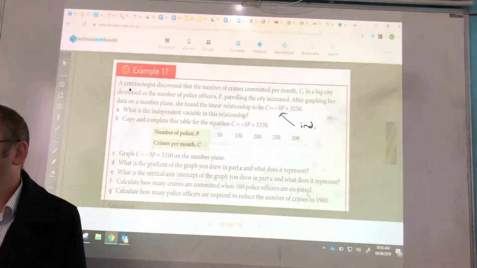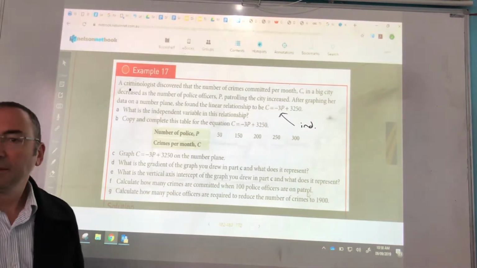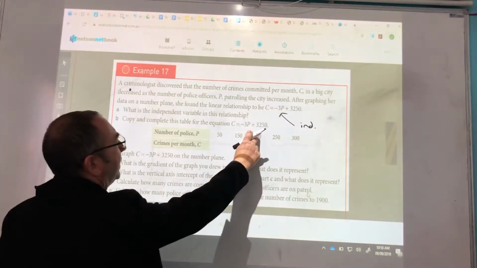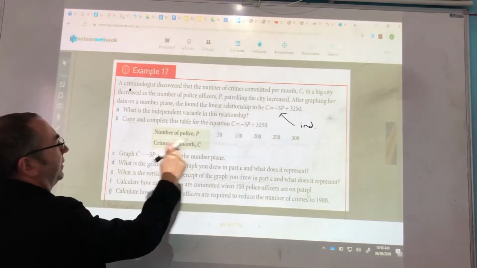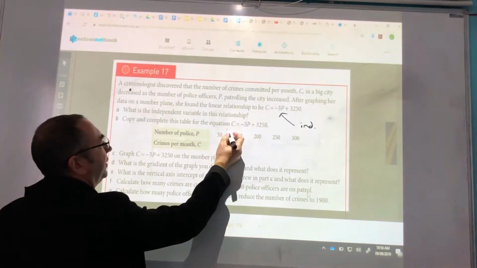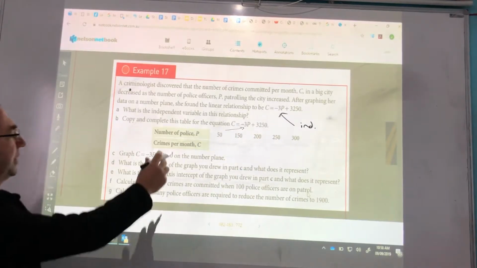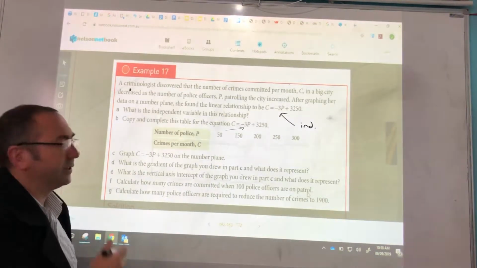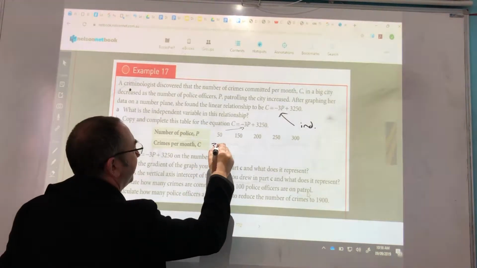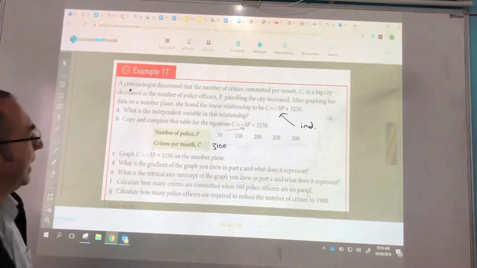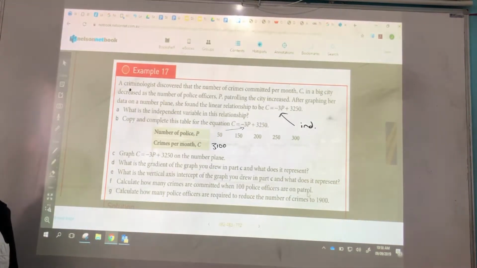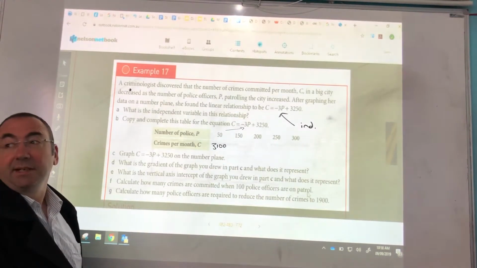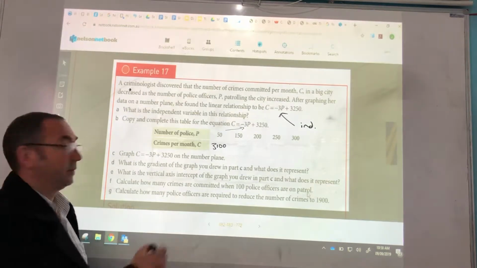We definitely need some good calculator work here. Anyone want to try for this one? So basically, use the equation to complete the table. So if there's 50 police, what's the number of crimes? 3,100 is about right, I think. If you had 150 police, how many crimes would you have? 2,800? Yep.